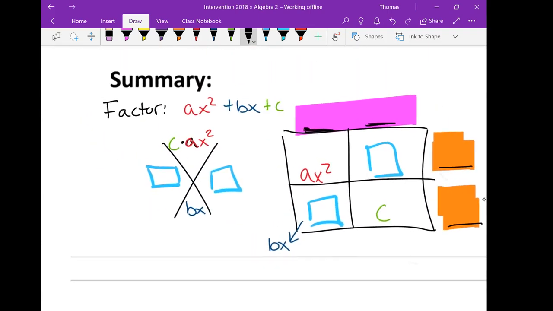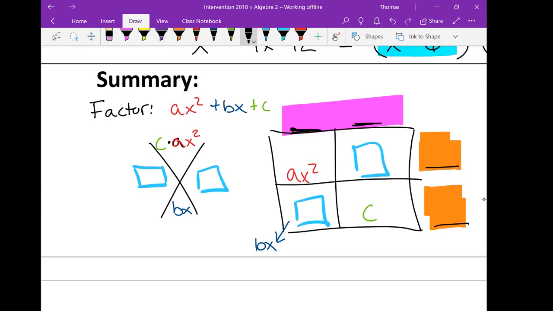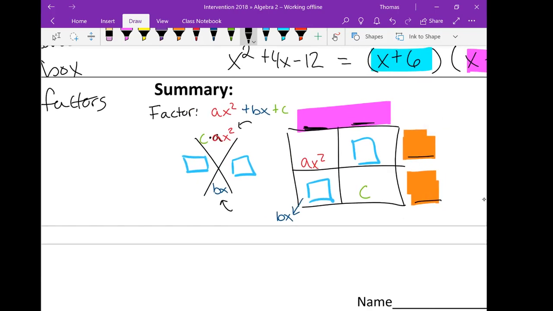So use this diagram to help you as you start to dive into the next ones. It'll help us remember that when we make our diamond, the top is the product. It's ax squared times c, the product of the first and last terms. The bottom is our linear term, the bx term, and then where the pieces go in our box.